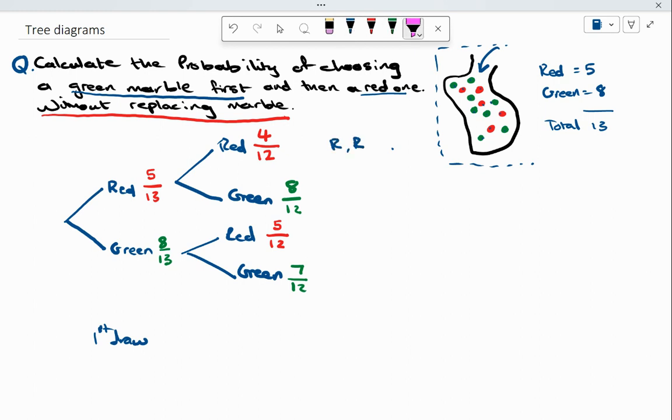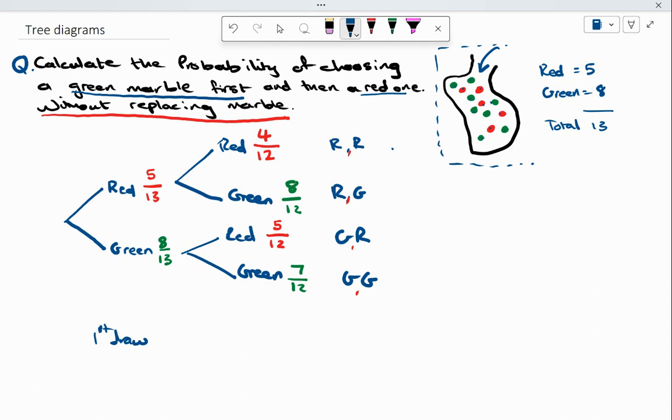Now, if I have to summarize these events, I can see I've chosen a red and a red if I trail this pathway. I will end up over there, red and red. If I take this pathway, which is red and green, that's going to end up as the outcome red first and then green. I'm just going to put here R, G. R for red, G for green. The next one, green, red. Next one, green, green.